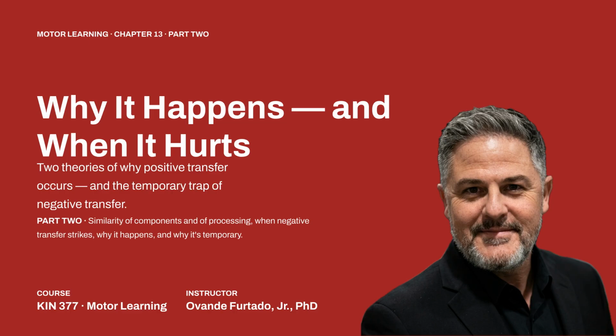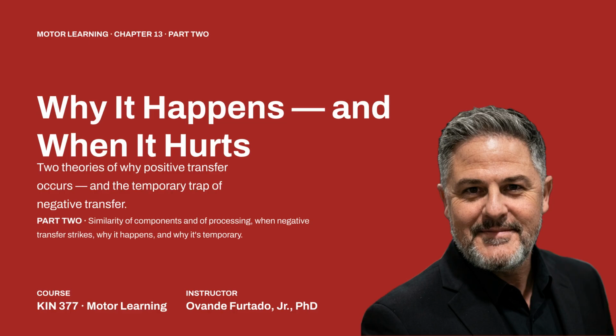Similarity of the visible components, the movements and the setting, versus similarity of the underlying cognitive processing, the kind of thinking the task demands. That distinction is subtle, genuinely important, and a favorite of exam writers, so we'll spend real time on it. Then we'll cross to the dark side and study negative transfer in depth, its precise definition, the 2 specific situations that trigger it, the 3 psychological reasons it happens, and the reassuring fact that it's both rare and temporary.